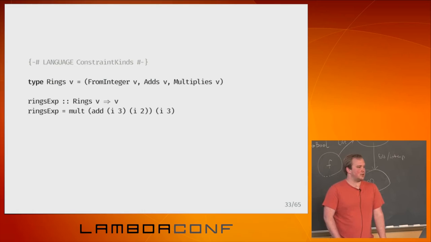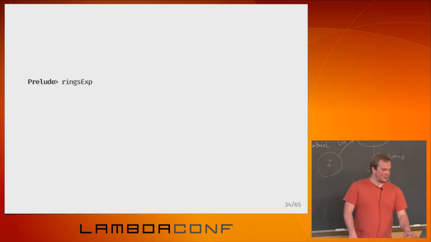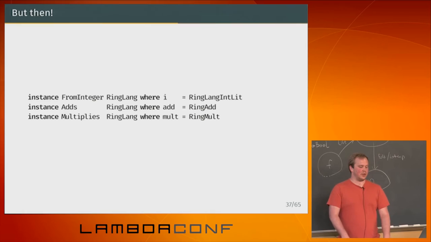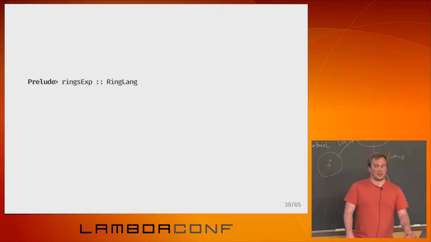So this rings expression, if we put it into an interpreter, immediately pops out 15. But that just has to do with the defaulting rules. It's defaulting to guess that we wanted an integer for V. But if we instantiate something else, like RingLang, and we note that there's an exact correspondence between the literal constructor from RingLang, the addition constructor from RingLang, and the multiplication constructor from RingLang, then we can ask for V to be specialized to RingLang instead of integer, and it will give us our DSL exactly like we hope.